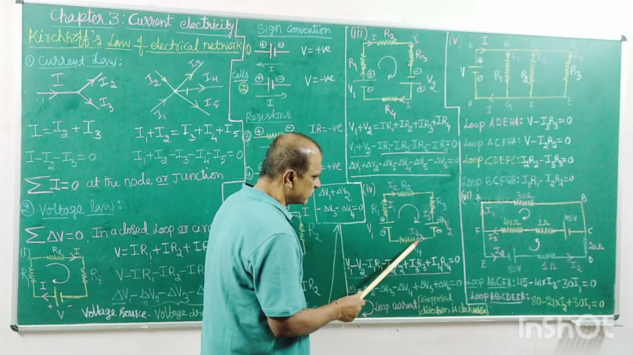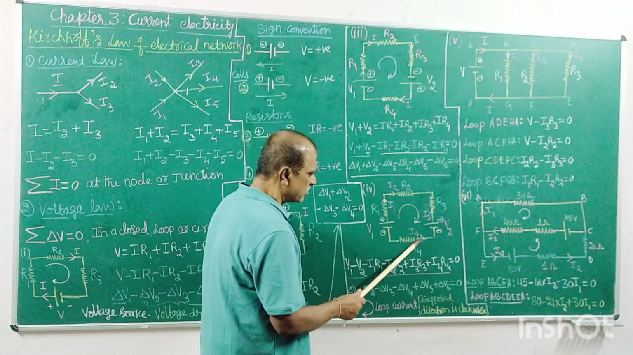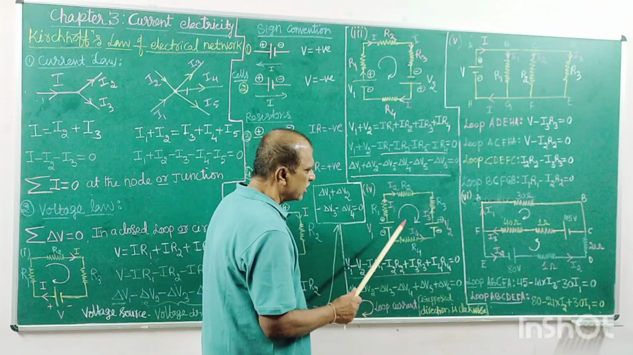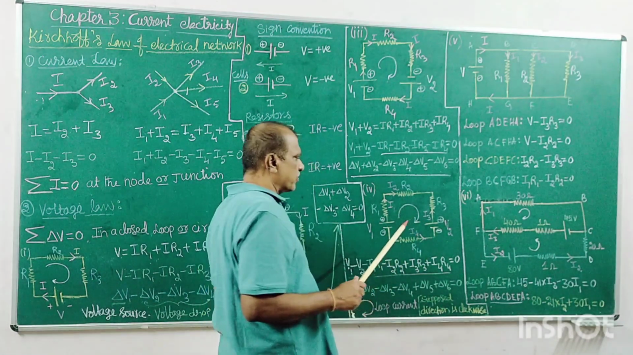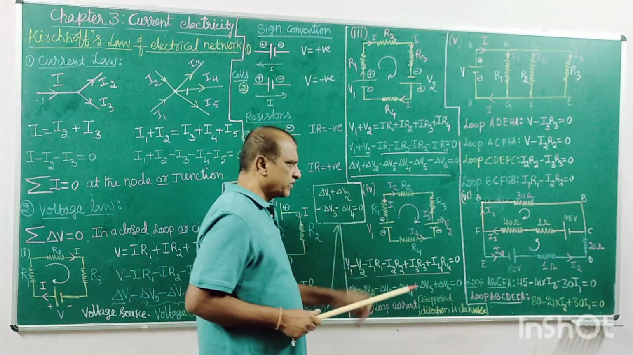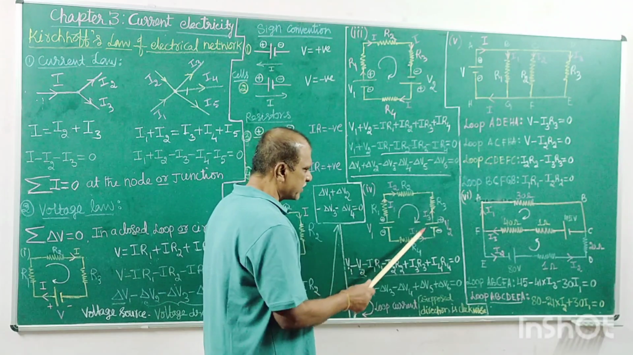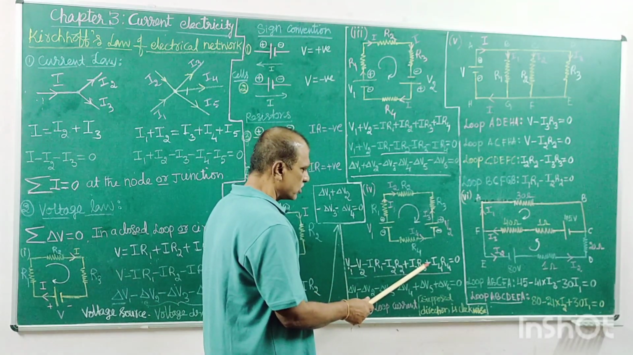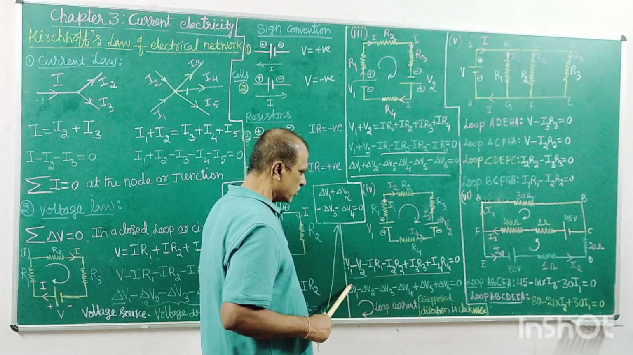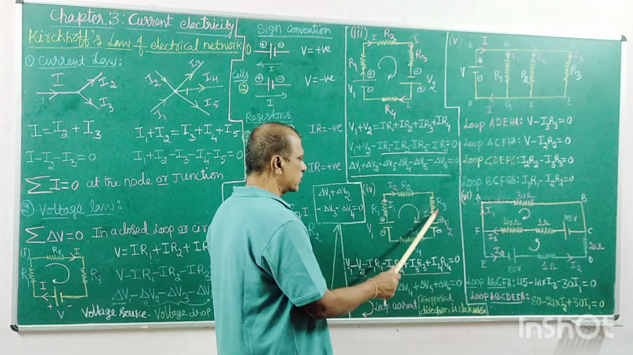Similarly, for this resistance, it is opposite to the direction of the loop current. So minus becomes plus. So remember, it is a direction. If the current is in the opposite direction to the loop current, plus becomes minus, minus becomes plus. So this is minus, minus. So instead of minus it is plus, plus. So that is 0. That is the voltage law for this loop or closed circuit.